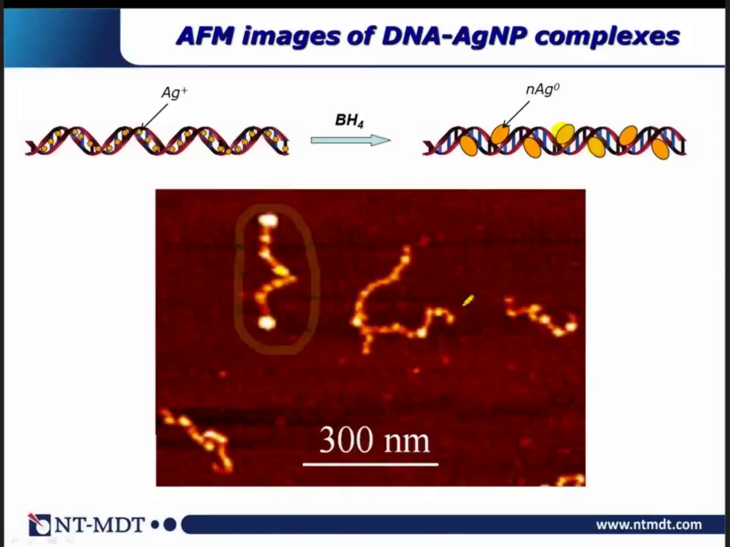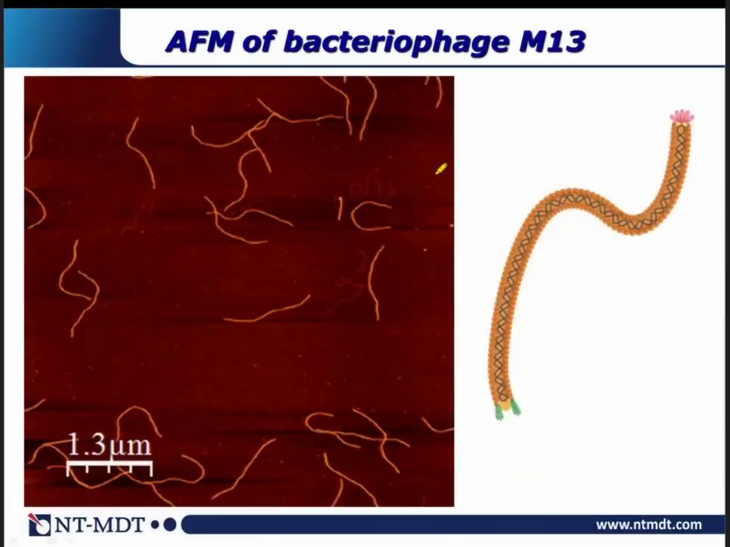It's templating silver particle which has been formed by reduction of silver atoms by borohydride. Now, I'm coming to almost, I think, the last slides, and I want to show you that not only DNA can be measured.